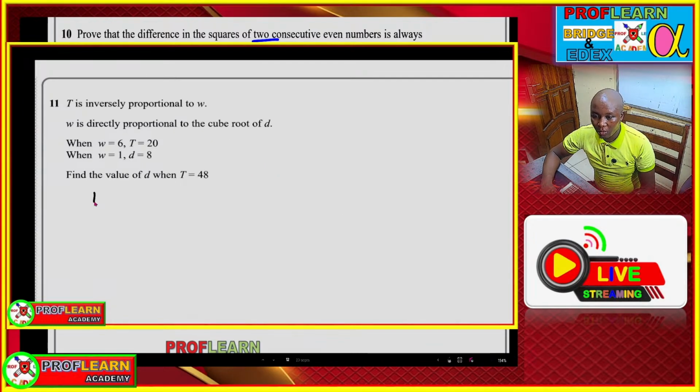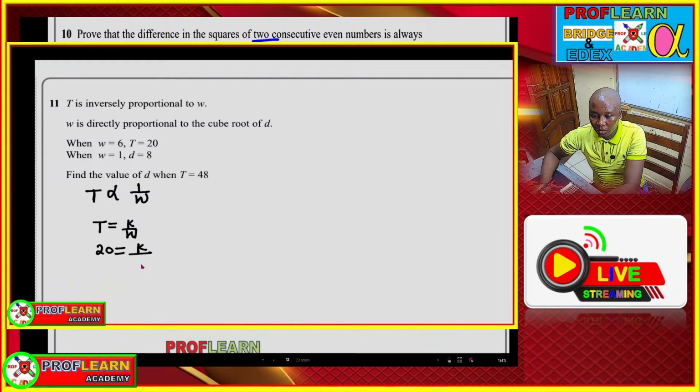So the next part we are going to look at, we are told that t is inversely proportional to w. So meaning that we are going to say t is proportional to 1 over w. Next is removing the sign of proportionality by introducing a constant. So we shall say t is k over w. And the second part, we can substitute the value of t and the value of w in order to find the exact value of k. So k is 120, and that means that we can say t can be written as 120 over w.